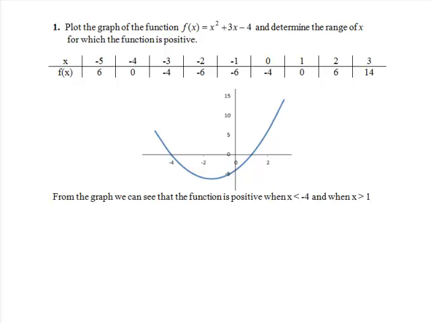And if we wanted to write that in a sort of mathematical way, we'd write it like this. So the function of x is greater than 0, that's to say positive, when x is less than minus 4 and x is greater than plus 1.